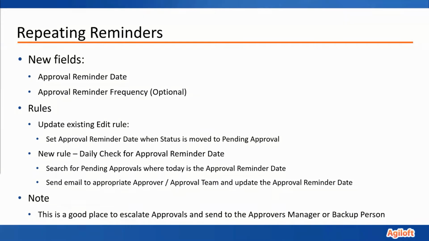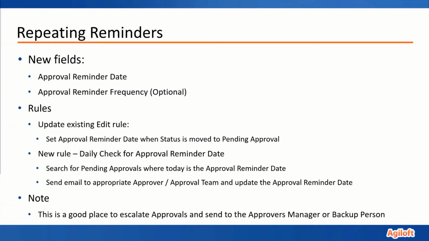There are two actions that will run. One, it will send the email to the approver or the approval team. And the second one is it will update the approval reminder date. This is the same update action from our edit rule. This is also a good place to consider escalating approvals to the approver's manager or the backup person, which we will talk about a little bit more in the next couple of slides.